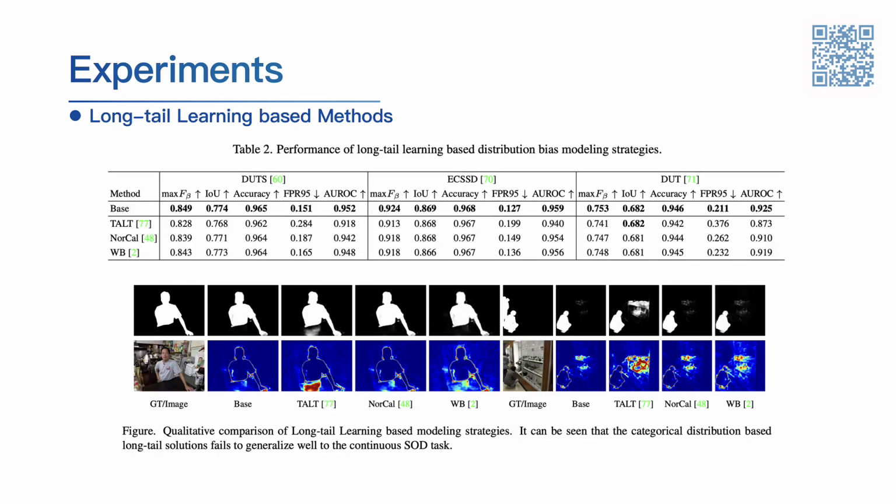Here are the results of long-tail learning-based methods. We observe consistent inferior performance of each solution compared with the base model. The main reason is that long-tail learning models usually rely on the number of each category as class balance weights, where the basic assumption is that there exists no transition across categories. However, as saliency is a continuous attribute, foreground and background can be transferred flexibly. We believe the continuous adaptation of discrete long-tail methods is less effective for our task.